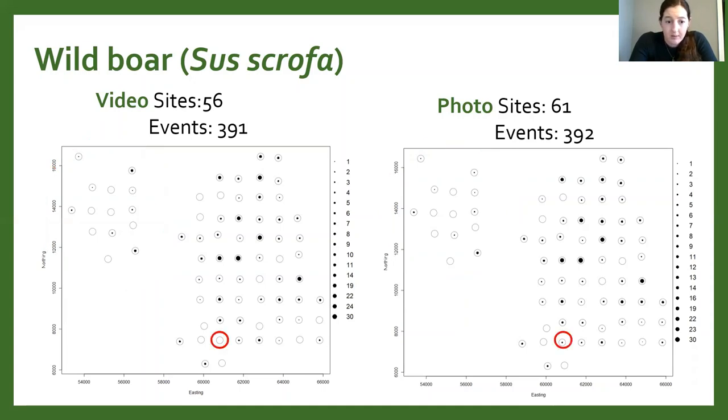On a broad scale, we're getting very similar data from both sets. Though there were a couple of sites where wild boar were detected on the photo survey but not the video survey, these still tend to be sites where there were only maybe 1 or 2 detections on the photo survey that would just happen to have been missed by the video survey. So it might be possible that photos have a slight advantage in terms of how well they detect species when there's not a lot of activity at a site. But broadly speaking, we're getting very similar results for the wild boar here.